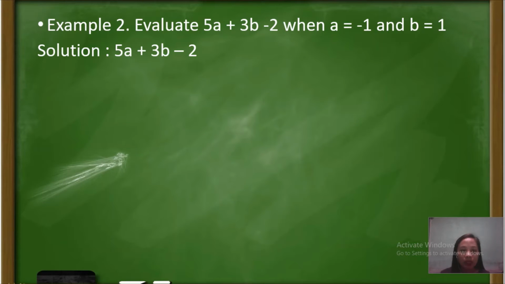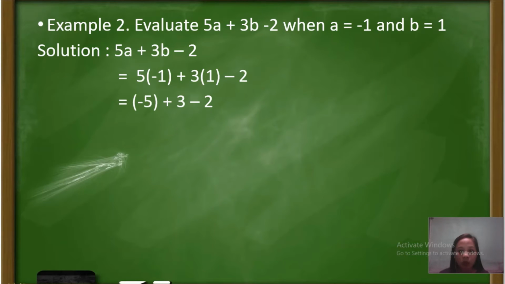So copy the value of a, that is negative 1. So 5 times negative 1 plus 3 times the value of b, that is 1, minus 2. So 5 times negative 1, that is negative 5. 3 times 1, that is 3, minus 2. So negative 5 plus 3, that is negative 2. Plus negative 2, that is equal to negative 4.